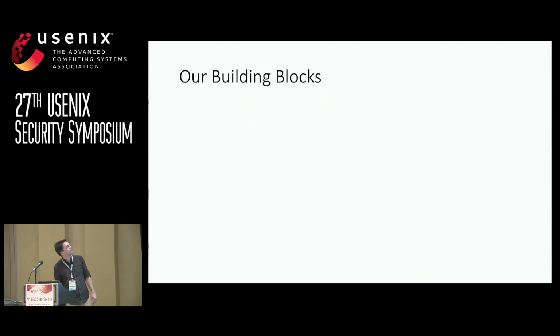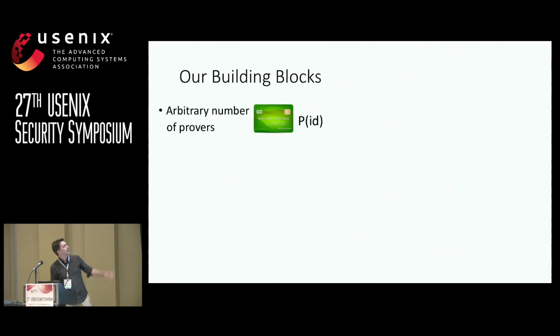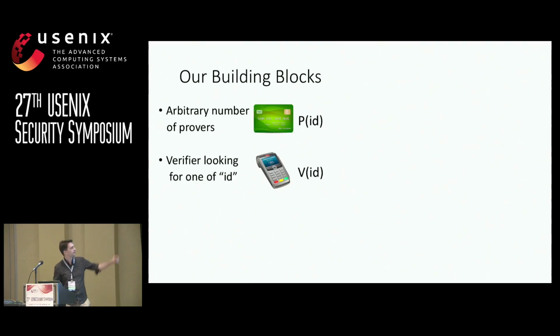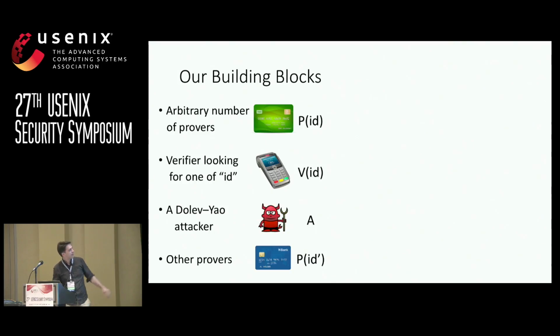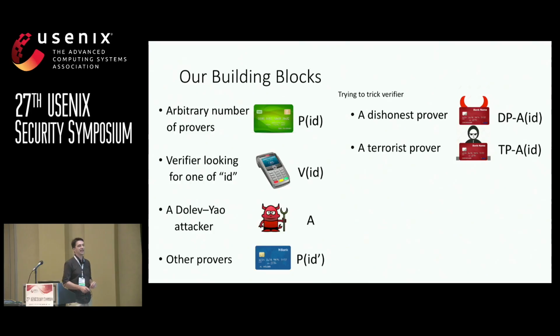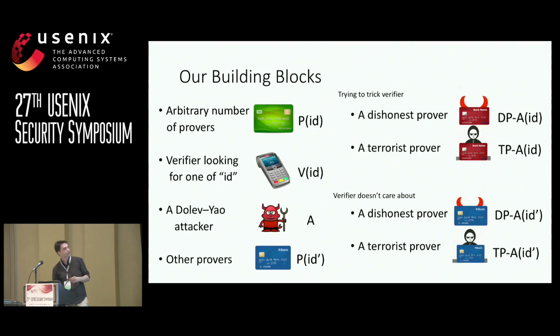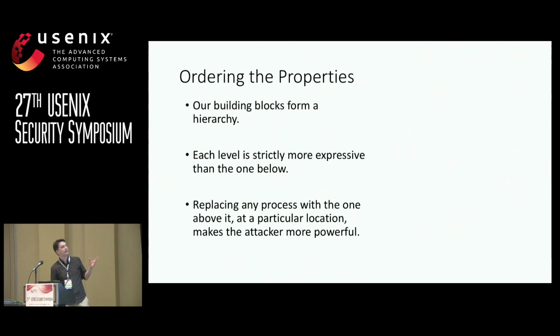So we can start to compare these properties by thinking about the building blocks of our system. We have an arbitrary number of cards, P. We have the verifier, V. We have an attacker, process A. And we have the other provers, ID prime, who we're not interested in, but could be somehow abused by the attacker to get the protocol to work. We also have this other class of dishonest attackers who are going to try and cheat, lie about their distance. And we have dishonest attackers which the verifier isn't trying to check right now and could kind of be additional parties to the attack.